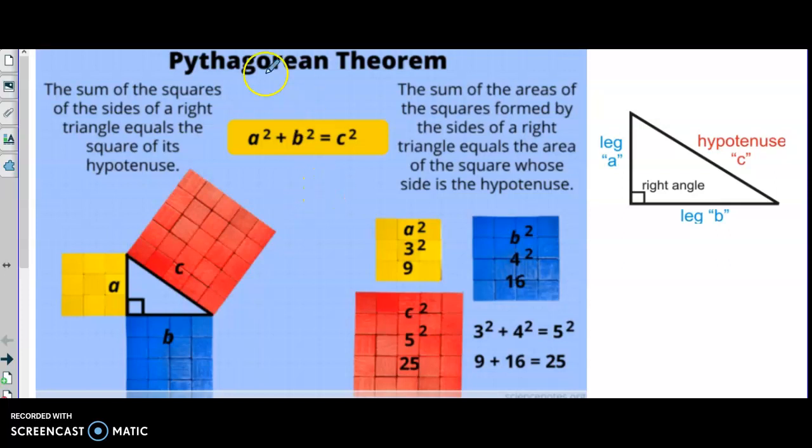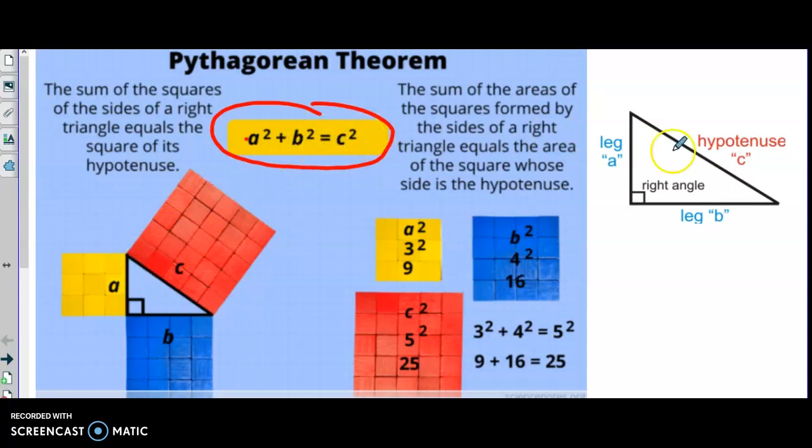So today we are talking about the Pythagorean theorem. And here's the Pythagorean theorem. It says the sum of the squares of the sides of a right triangle equal the square of the hypotenuse. All that math language just means this formula. A squared plus B squared equals C squared.